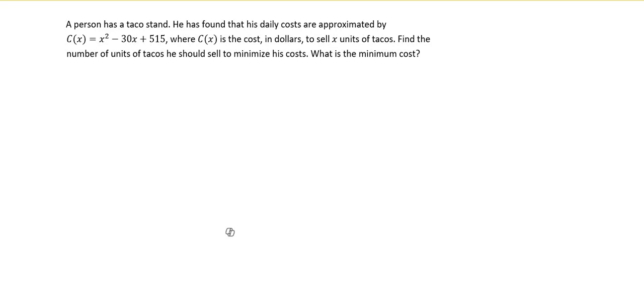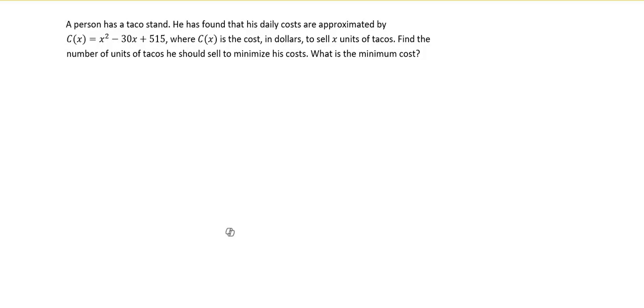A person has a taco stand. He has found that his daily costs are approximated by the given function, where C of x is the cost in dollars to sell x units of tacos. Find the number of units of tacos he would sell to minimize his cost. What is the minimum cost?